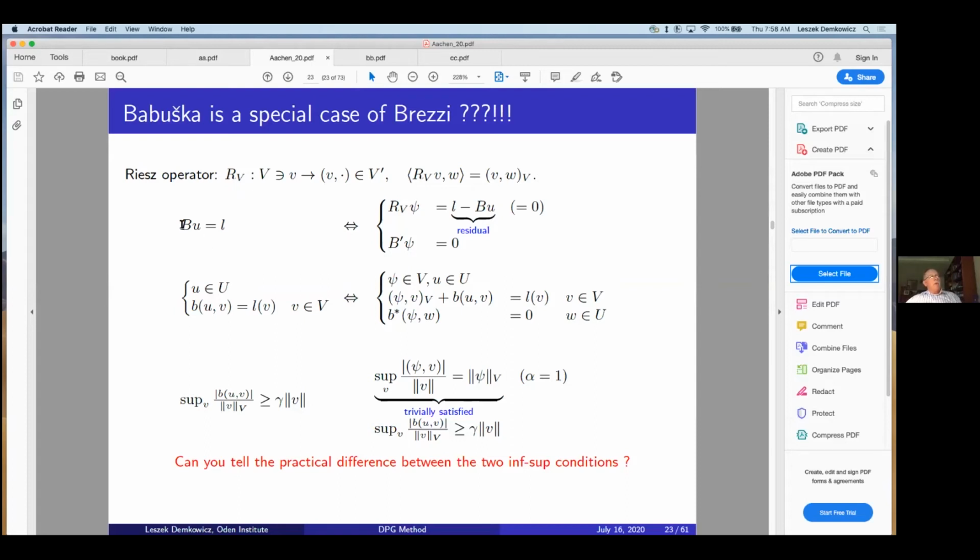Well, if you take now the operator form of the equation, Bu equals l, then on the continuous level, you can introduce the residual. Residual is l minus Bu. And of course, if the problem is well posed, you use the solution to this problem, the residual on the continuous level is zero. You got yourself a zero. Now, residual lives where l lives, and l lives in the dual space, so residual is an element of a dual space.